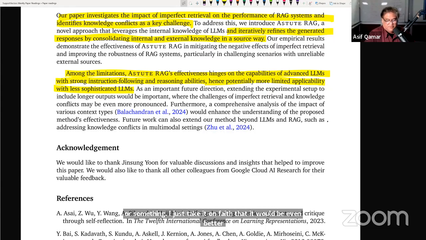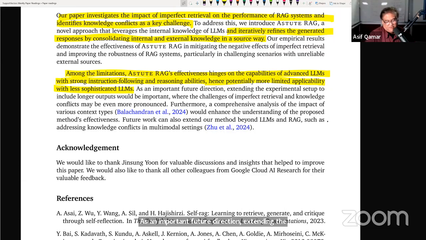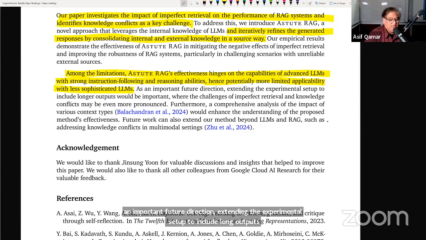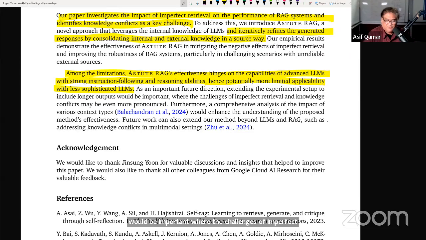As an important future direction, extending the experimental setup to include long outputs would be important, where the challenges of imperfect retrieval may be even more pronounced, and so on and so forth. You always end a paper by saying what further work can be done, what remains to be done, and so forth. And so it does it.